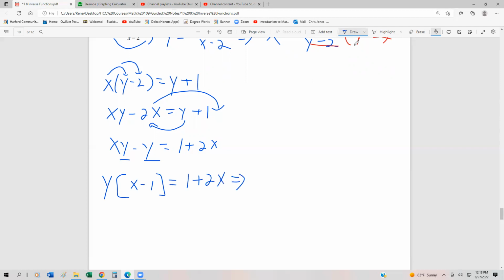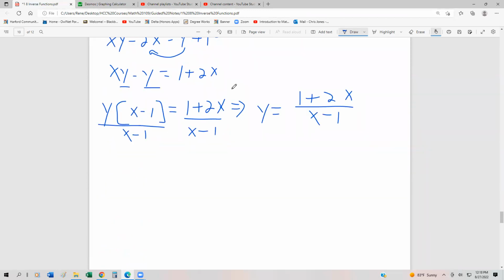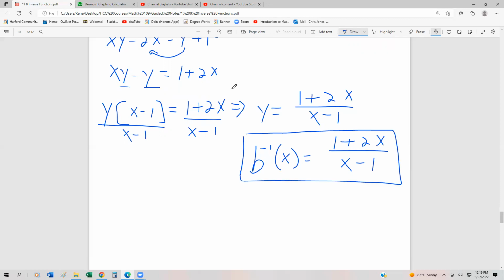Now at this point, we're going to divide both sides by x minus 1. And so we get y equals 1 plus 2x divided by x minus 1. Or remember the original function's name was b. So this is going to be, no pun intended, b minus 1 of x is 1 plus 2x over x minus 1. All right, and that's it.